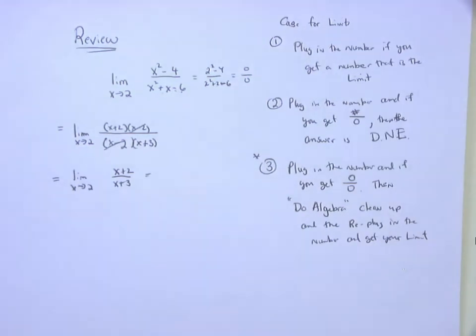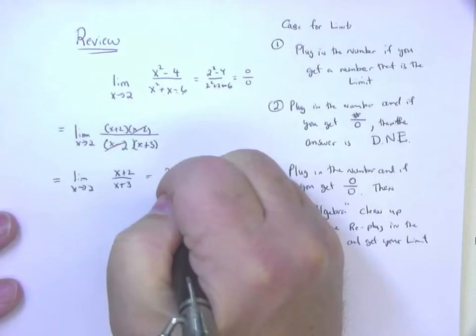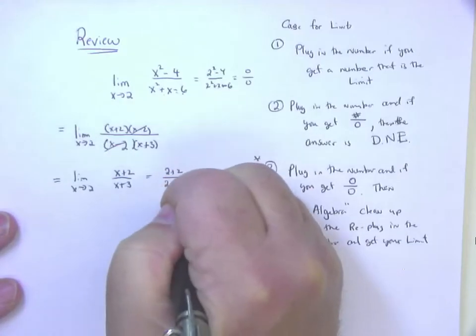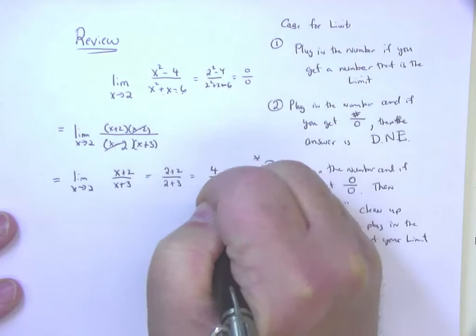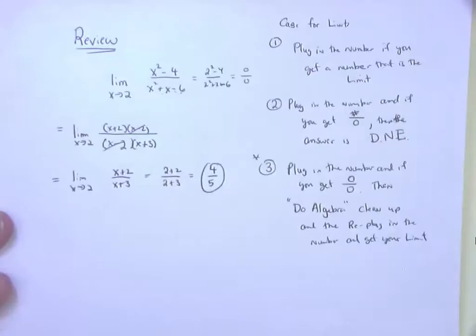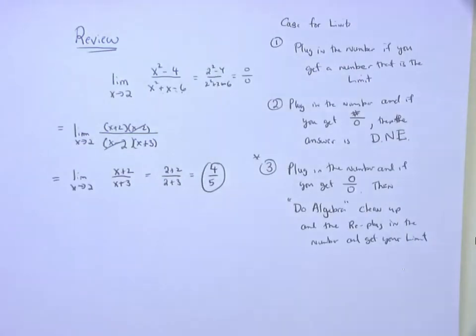Now, re-plug in the number. And when I plug in the number, I don't write limit anymore. This will be 2 plus 2 over 2 plus 3. The answer is 4/5. That's my limit value. And that's the proper way of showing me the limit. Does that make sense? In the 0 over 0 case.